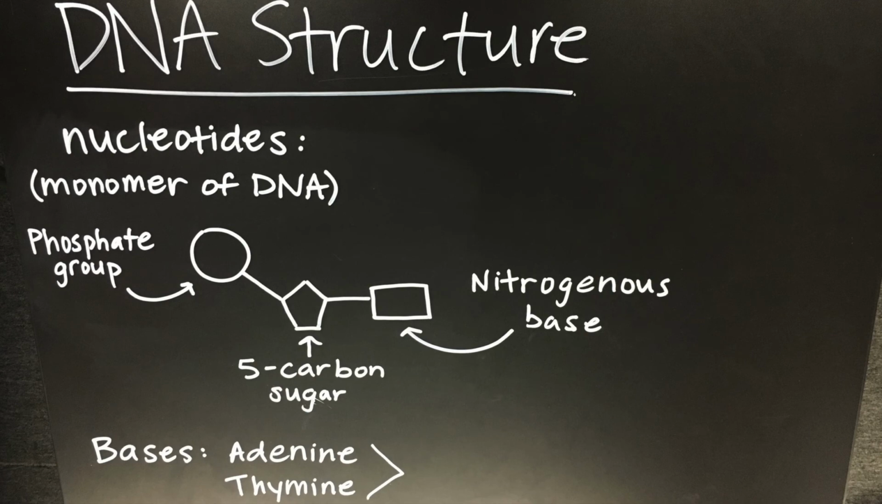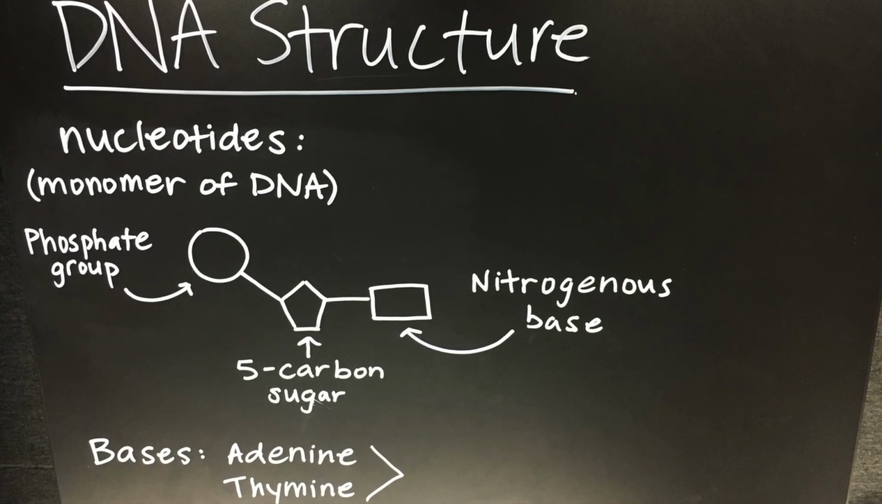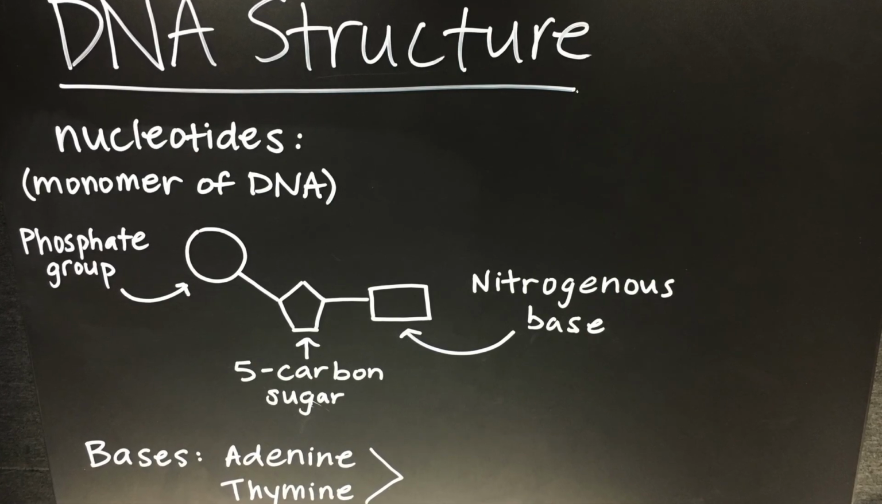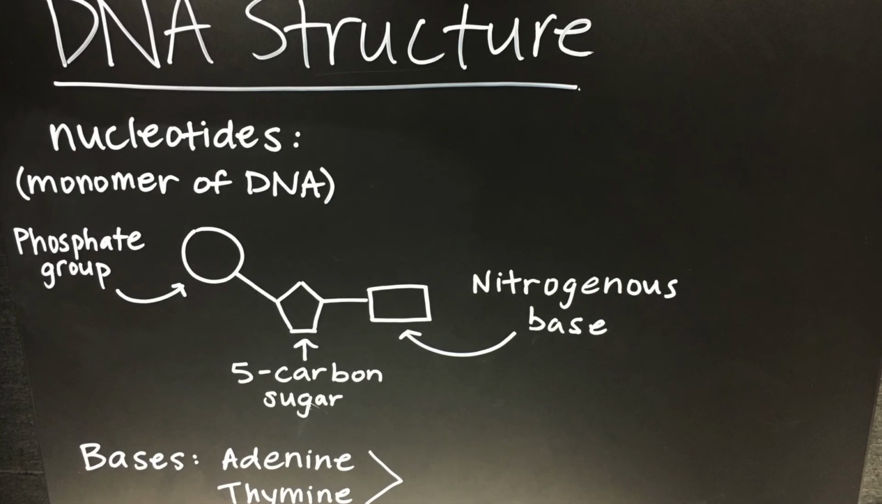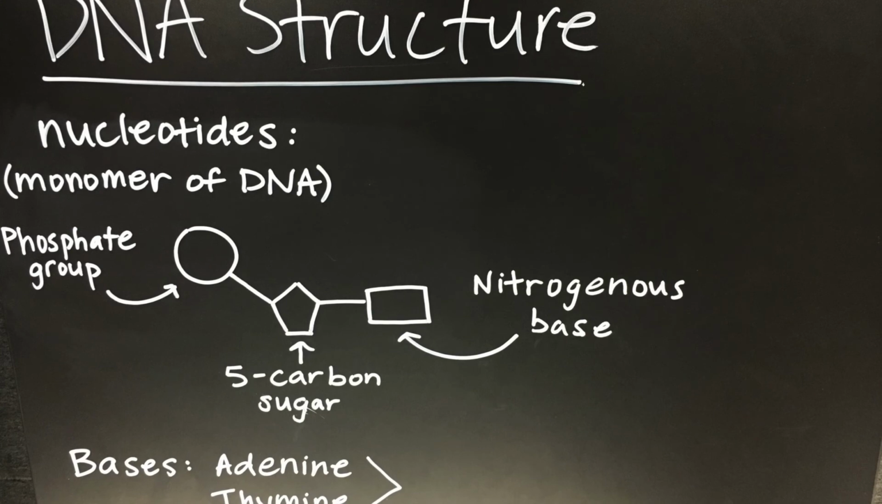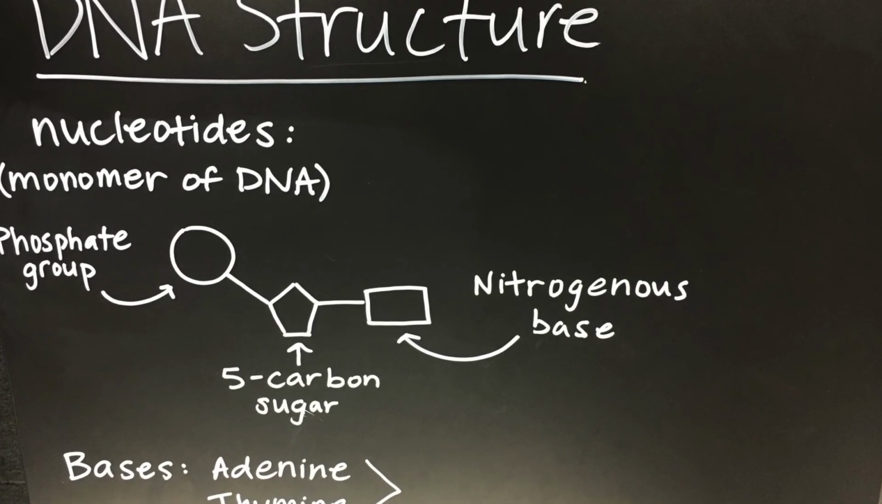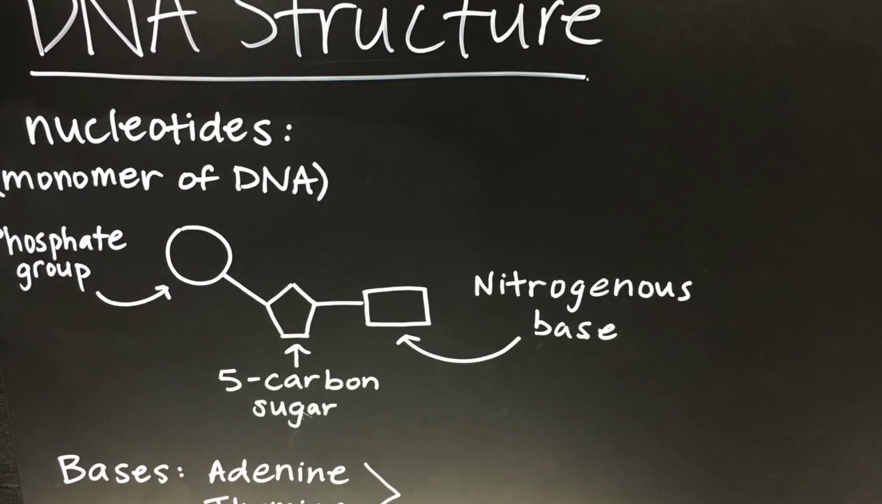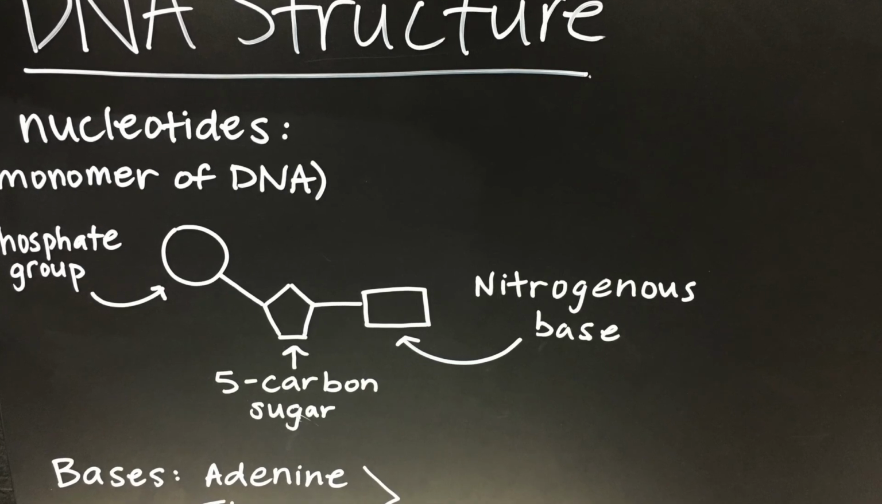The nucleus of each cell in your body contains DNA. DNA is responsible for storing and transmitting genetic information from one generation to another. The monomers of DNA are called nucleotides, which make up the structure of DNA. Each nucleotide contains one phosphate group, one 5-carbon sugar, and one nitrogenous base.